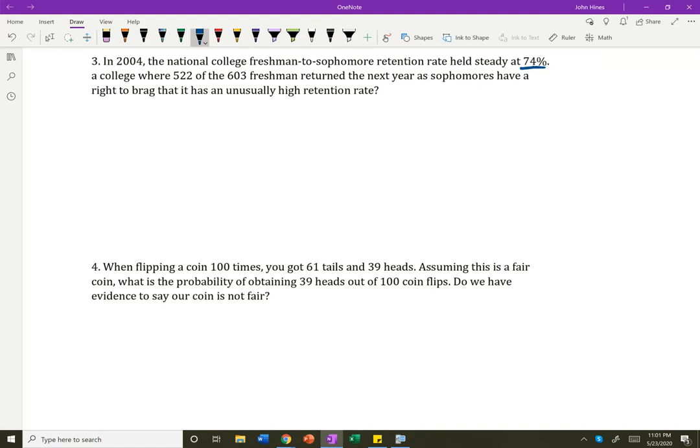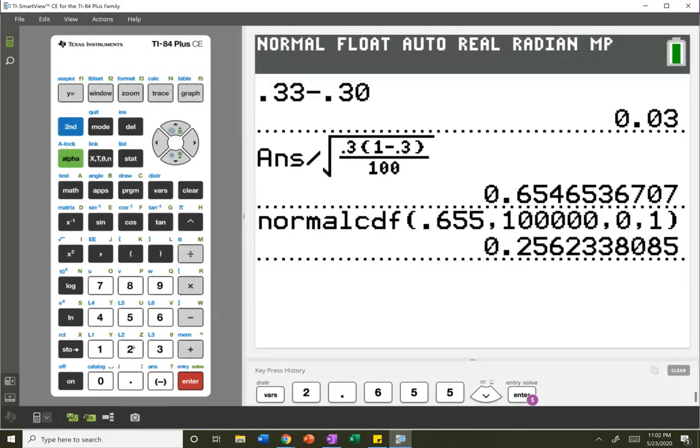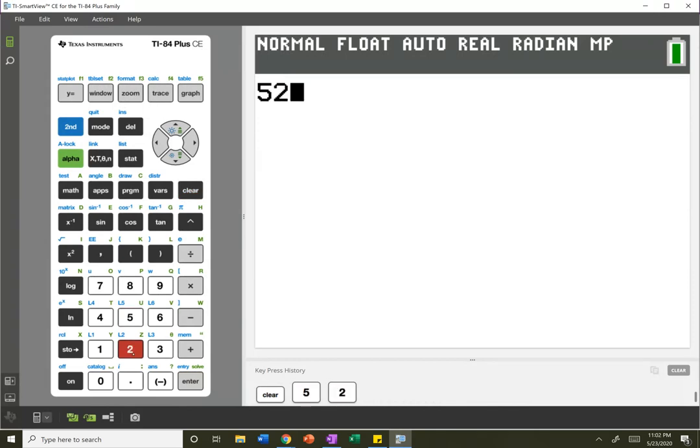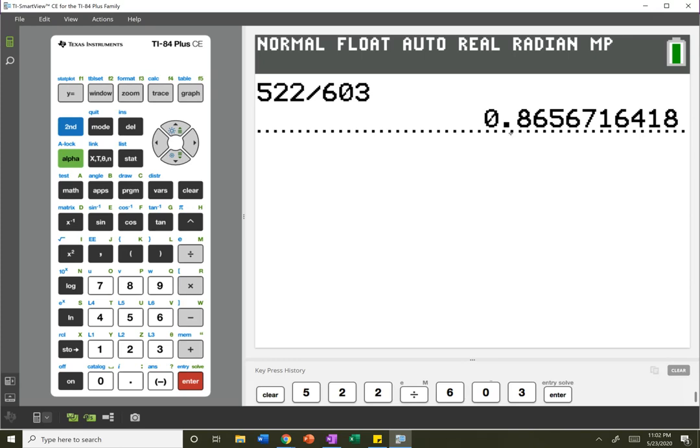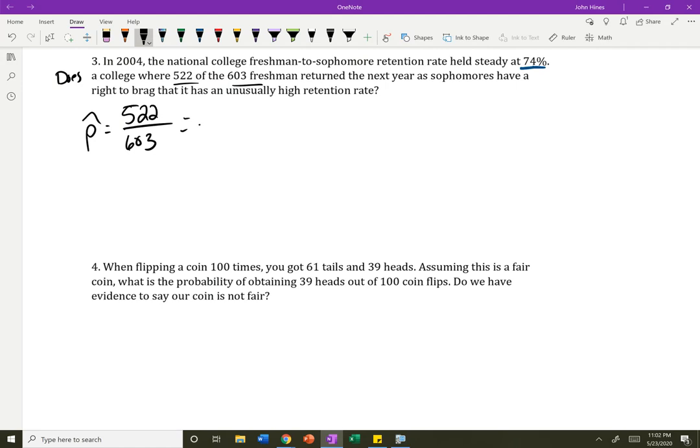Does a college where 522 of the 603 freshmen return the next year as sophomores have a right to brag about an unusually high retention rate? So what's our p-hat here? Their sample was 522 out of 603. Their sample proportion is 0.866, let's say. They said they had 86.6% of their freshmen return.